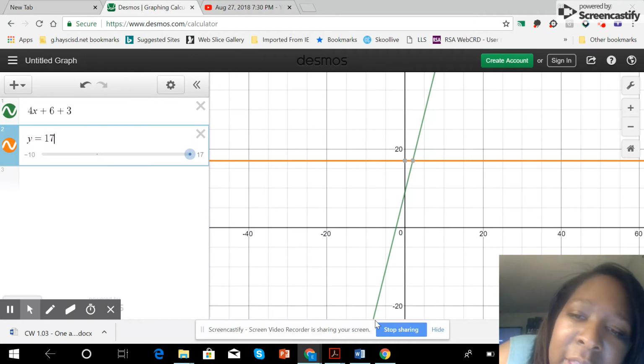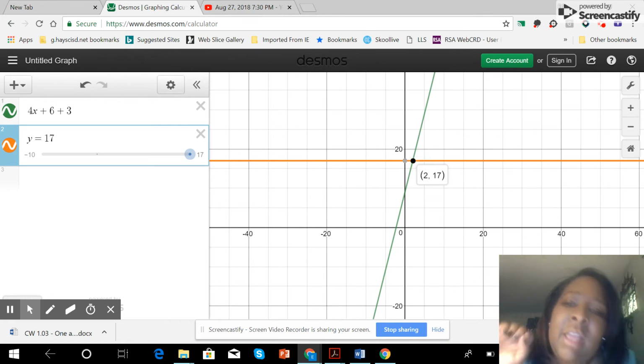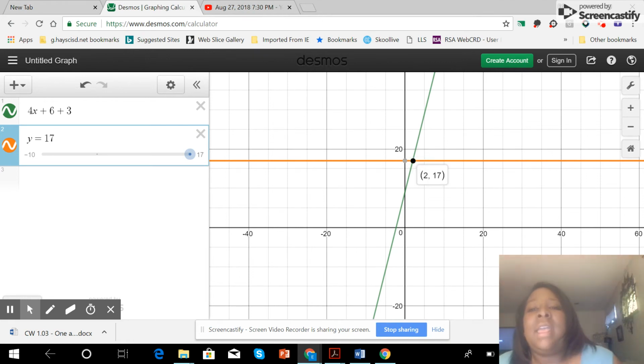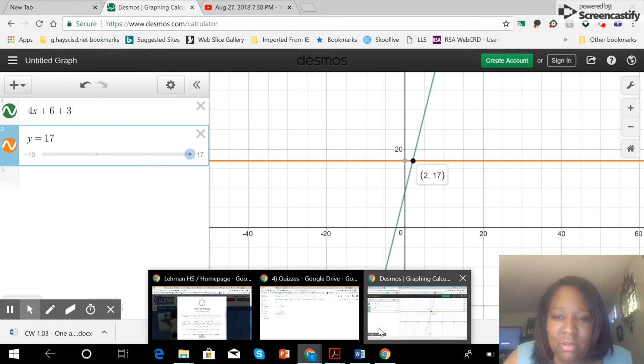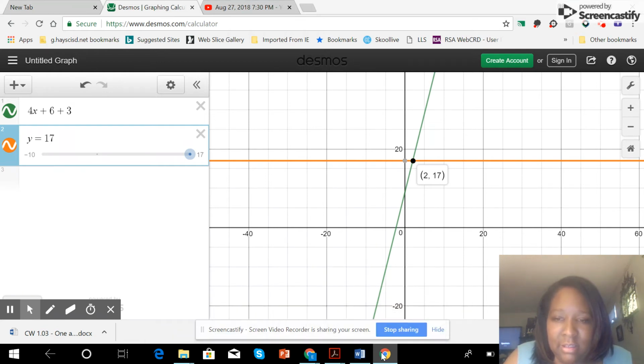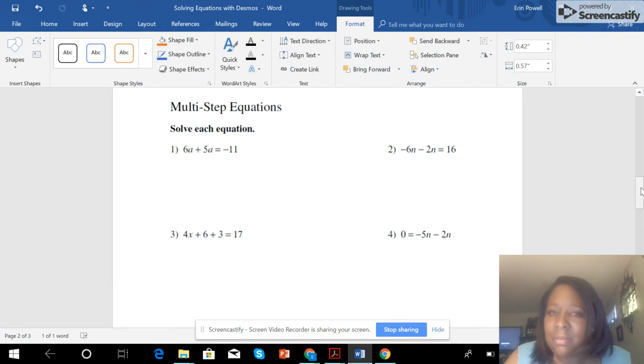It's the point where the 2 lines meet. Bam, there it is. And what does x equal? If you said 2, you are correct. So there's our answer, 2. Don't you love this? Takes the pain out of solving equations.